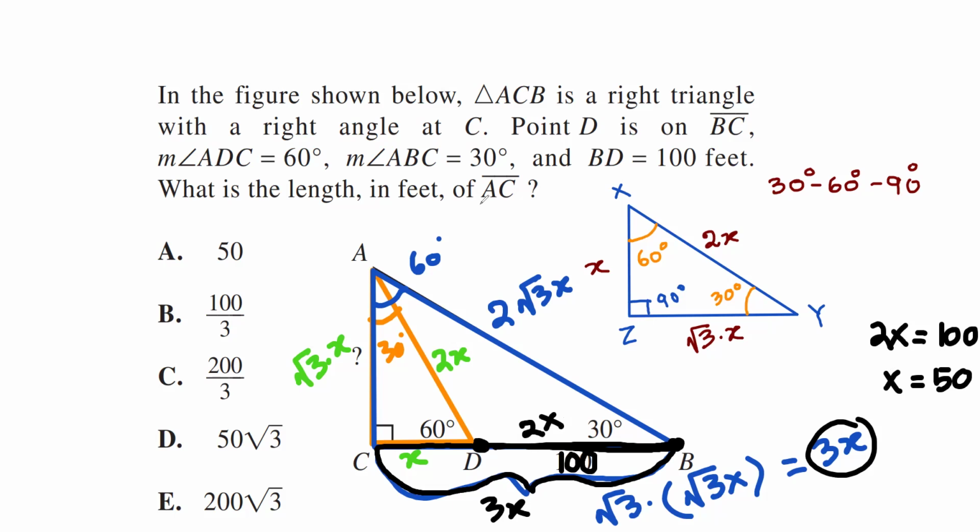Then what is the length of A to C? A to C is square root 3 times x. We already found out x is 50. So it will be square root 3 times 50, which is 50 square root 3. The option number D. That's it. I think you got it then.